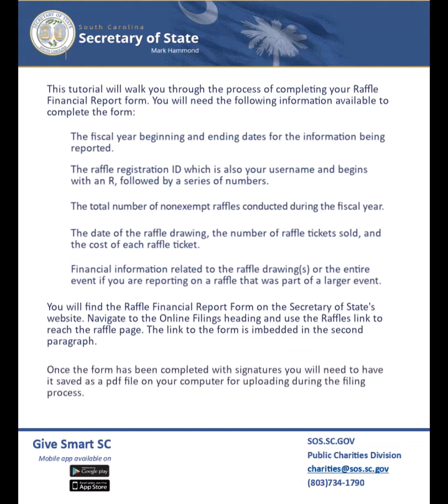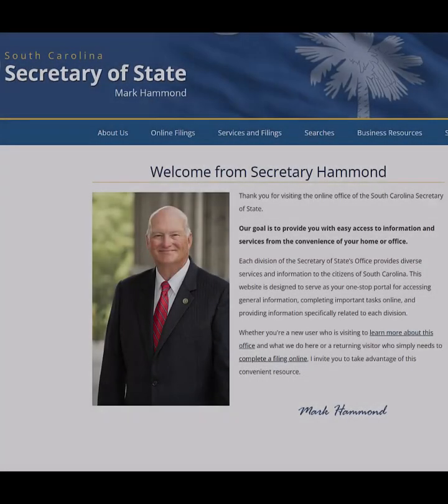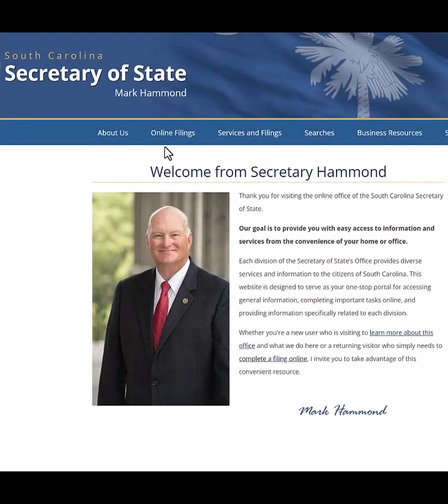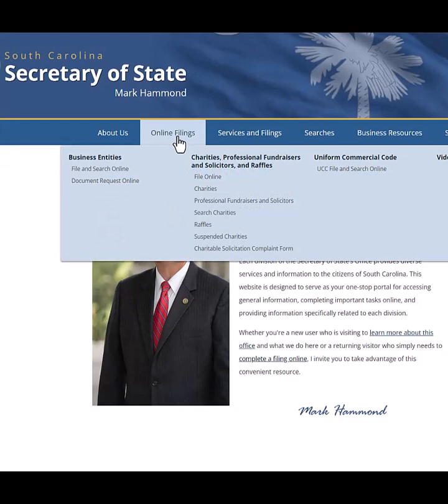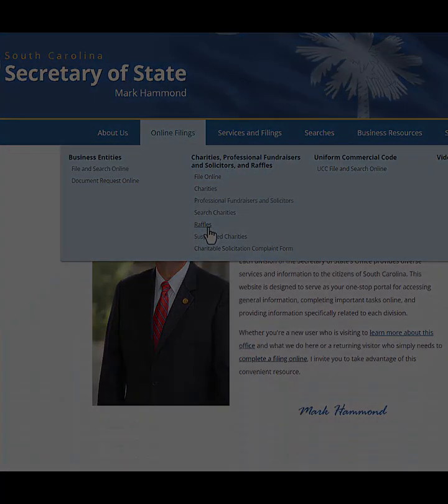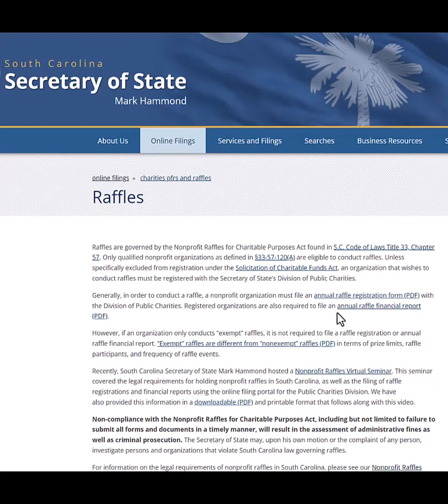Once the form has been completed with signatures, you will need to have it saved as a PDF file on your computer for uploading during the filing process. Let's go ahead and navigate over to the Secretary of State's website, hover over Online Filings, and use the Raffle link. From here, go ahead and select the Annual Raffle Financial Report Form link.